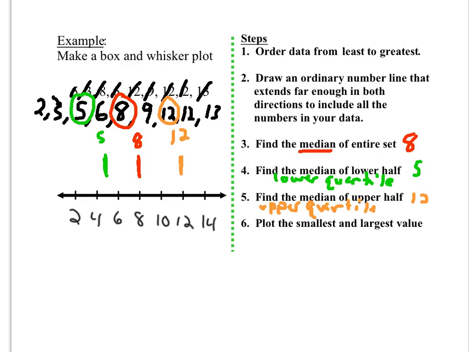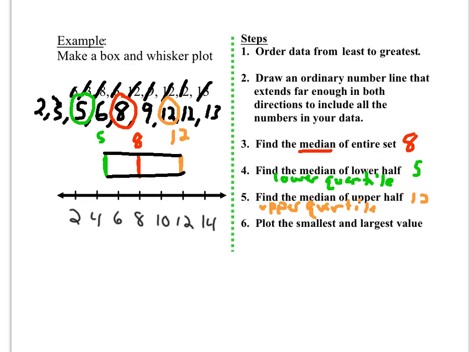Now that's going to make my box. So I'm going to go ahead and outline that. That's the box part of my box and whisker plot. So we can see right here, here's the lower quartile, here's the median, and here's the upper quartile of my data. And the last steps are to plot the smallest and largest value.